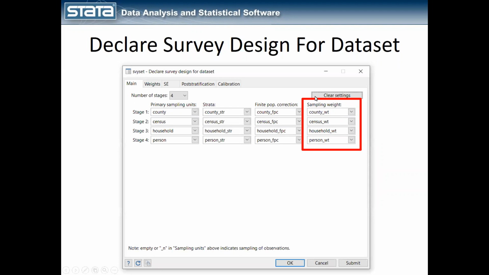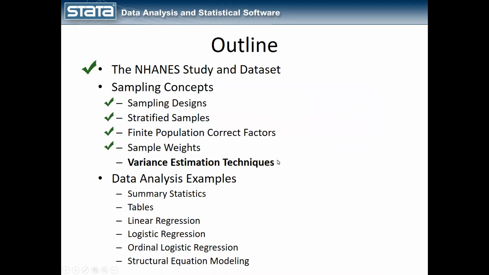So once I've calculated them or somebody else calculates them, you can put them right here in the dialog box. And again, you would need 1 at each stage. And now Stata knows about the sample weights, and it will incorporate that into any statistical calculations that it does. So the next piece of the puzzle here that we need to tell Stata about is the variance estimation technique.